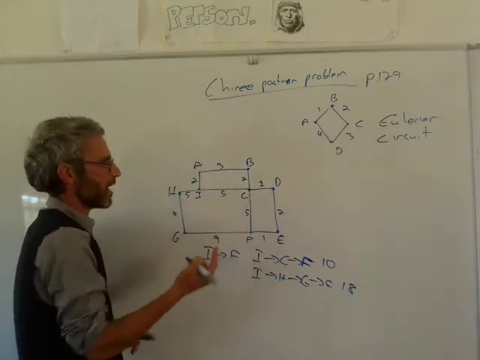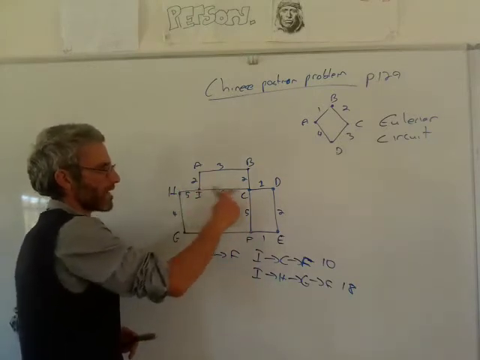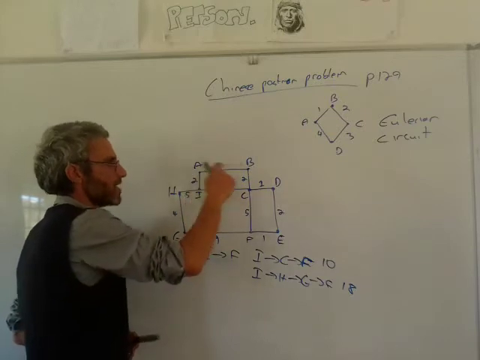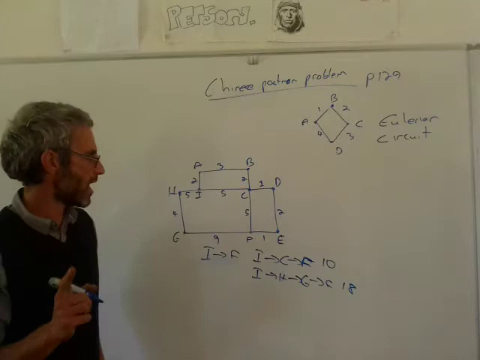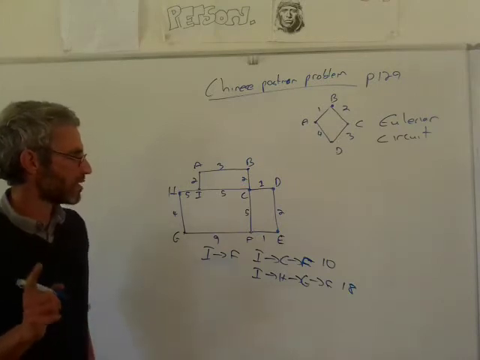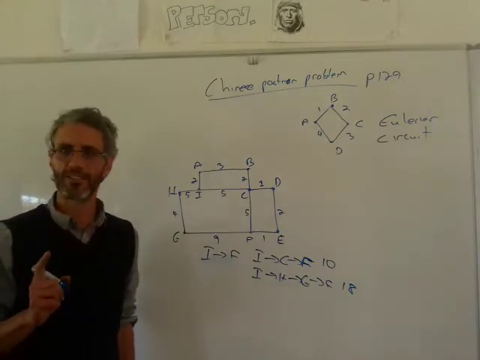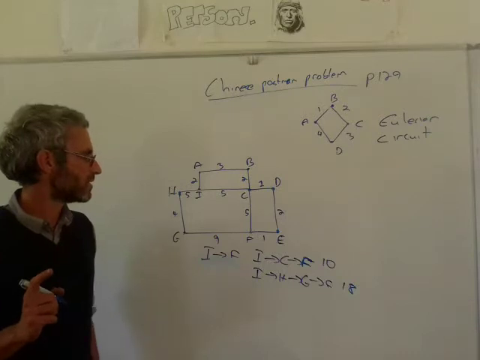I can also go from I to A to B to C to F. And that's not going to help me, right? Because if I went from I to C, it would be 5. But if I went to A to B to C, that would be more than 5. So that's not going to help me either. But there's one more option. Can anyone see? There's one option that I haven't done yet, and that is quicker.